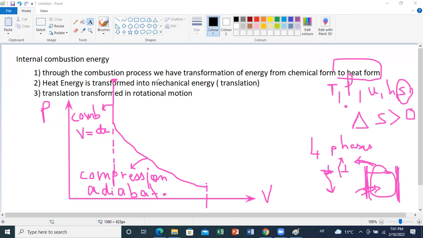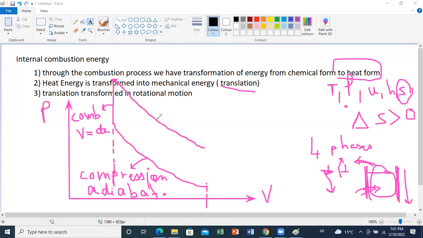expansion process. Due to this push, the piston will move down, and in this phase, I can extract the energy and transform it from heat energy to an energy of motion in translation mode. So during this expansion, we call it the expansion process.